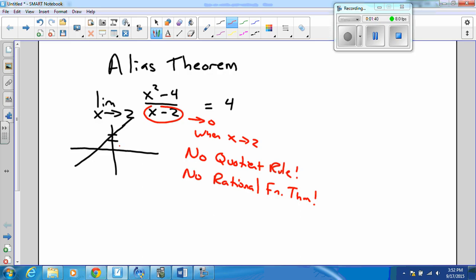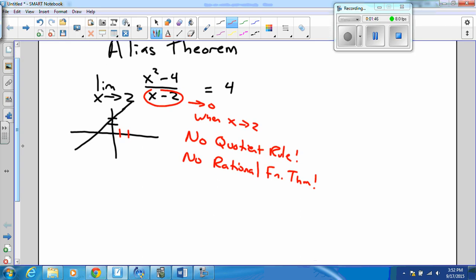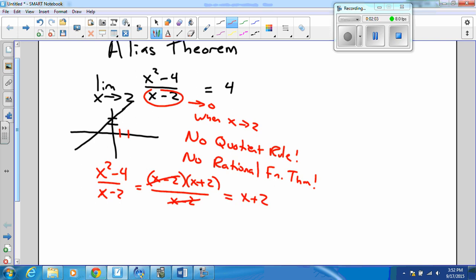Now what we notice about this function that's very interesting is that for all x's except x equals 2, the function (x squared minus 4) over (x minus 2), which factors as (x minus 2) times (x plus 2) over (x minus 2), is exactly equal to the function y equals x plus 2, except when x equals 2.